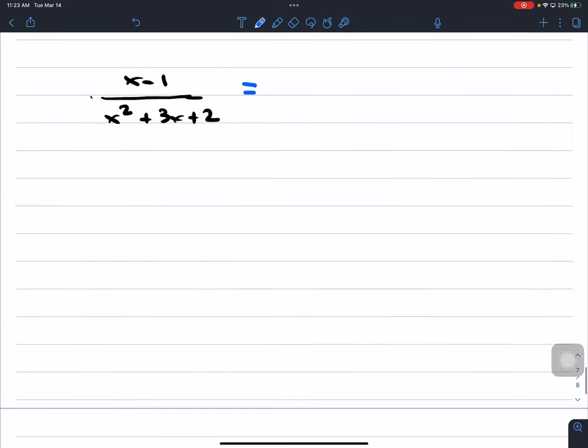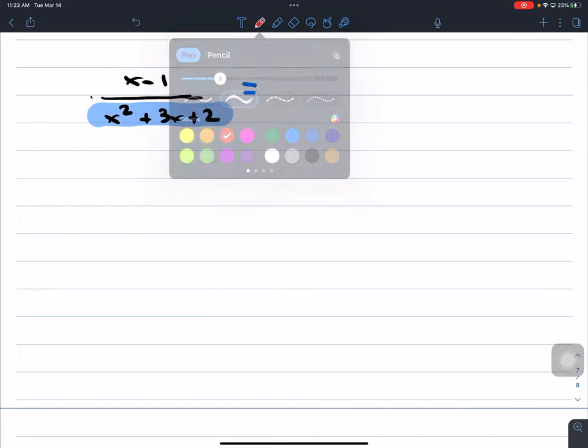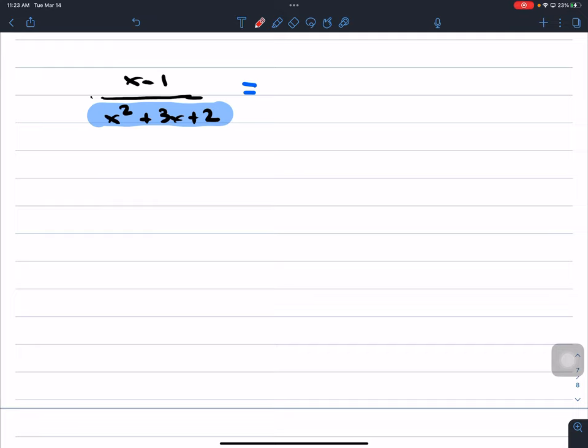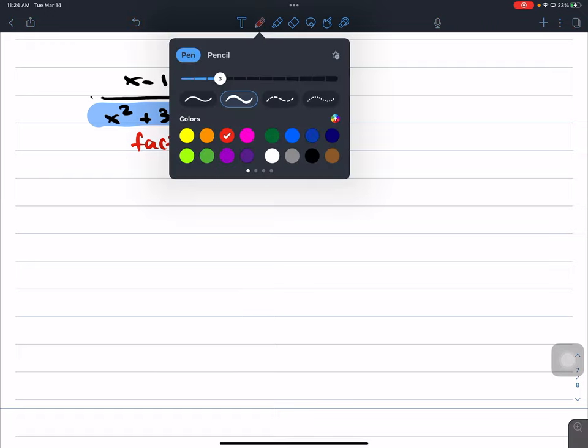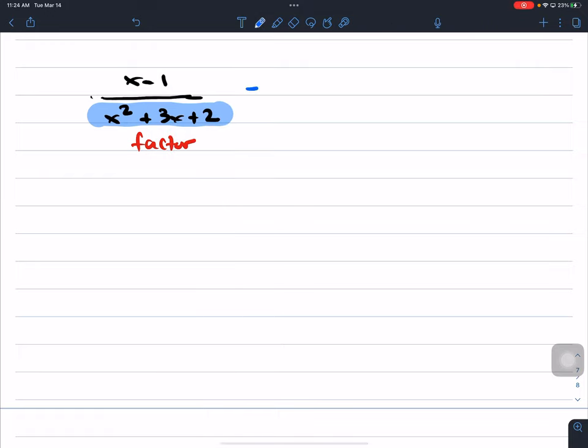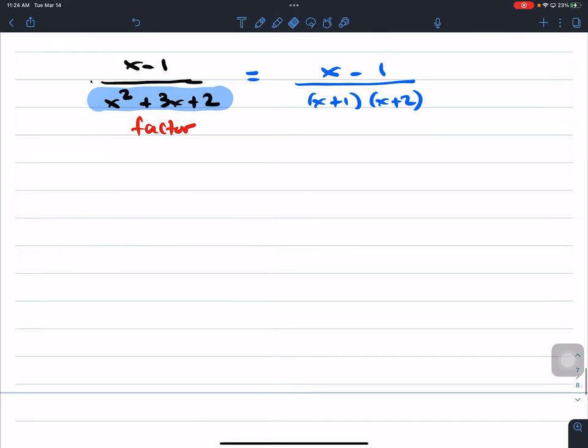And how you start the process, first of all, is go back down here. Remember this? You know what you guys want to do? Yes. Factor. Good. Outstanding. You want to factor that. Now you say, what do you mean? This is factored as x plus 1 times x plus 2. So we factored that denominator. So far, so good?